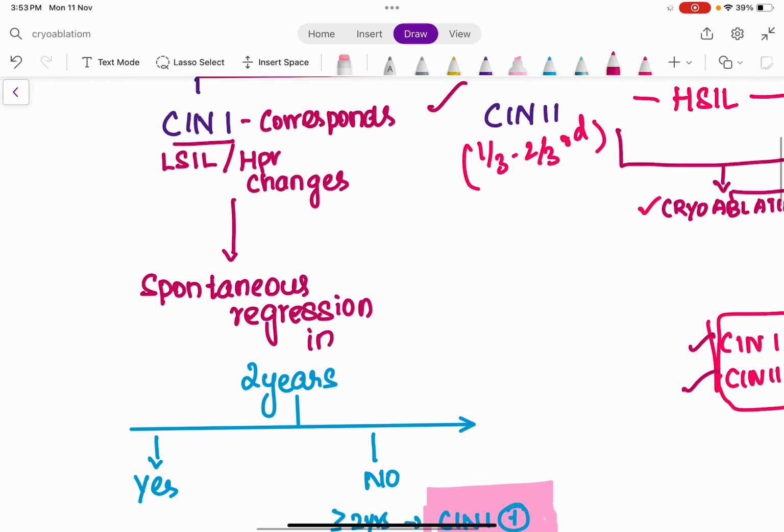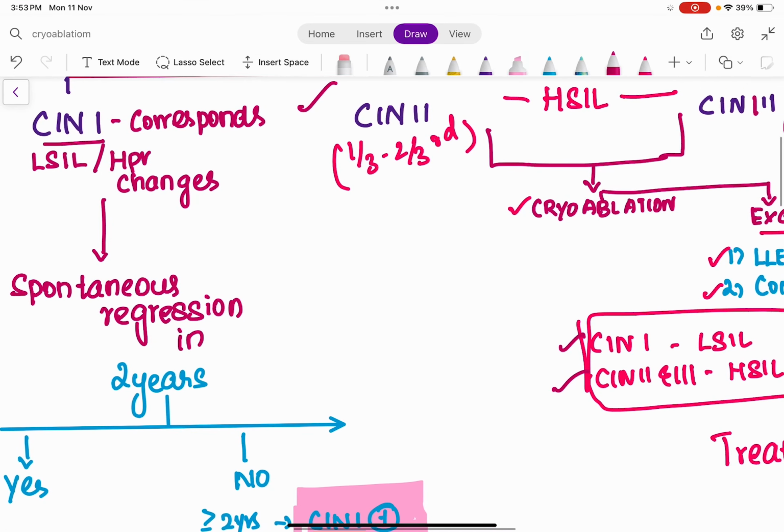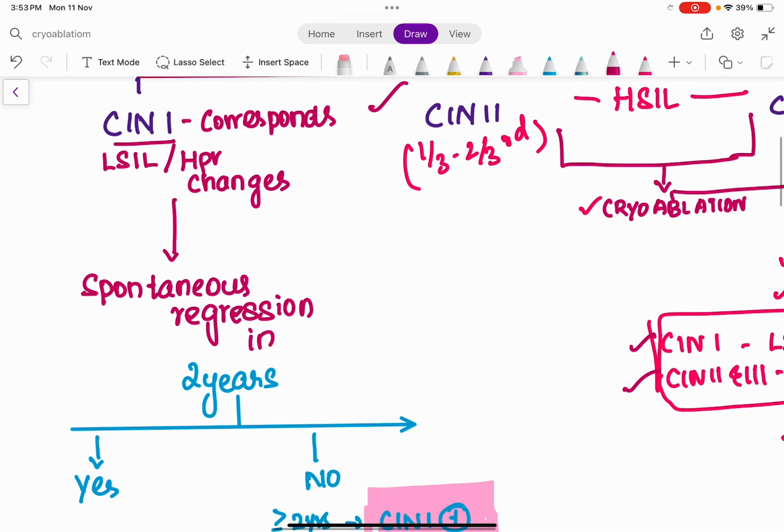Okay, so what is CIN1, 2 and 3 as we discussed in the previous module? CIN1 means the dysplasia is limited to less than 1/3 of the cervical thickness. CIN2 means the dysplasia involves 1/3 to 2/3 of the thickness of the cervix. CIN3 means the dysplasia has involved more than 2/3 of the entire cervical thickness. So, out of these three, CIN1 corresponds to dysplasia limited to less than 1/3 of the cervical thickness.